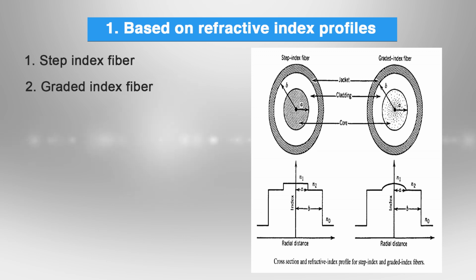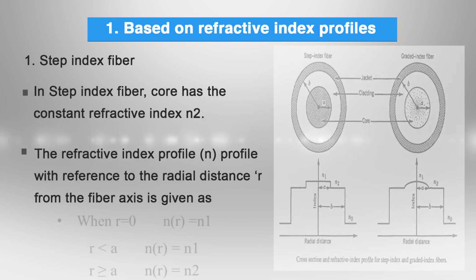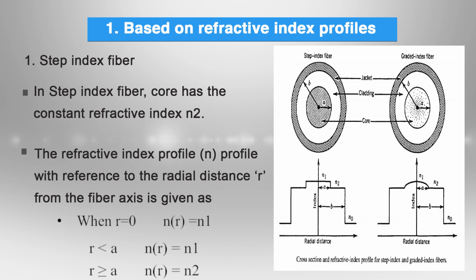Optical fibers are classified into two types based on the refractive index profile of core and cladding. They are step index fiber and graded index fiber. In step index fiber, the core has the constant refractive index N2. At the core-cladding interface, there is a sudden decrease in the refractive index from N2 to N1. It remains constant throughout the cladding part of the optical fiber.